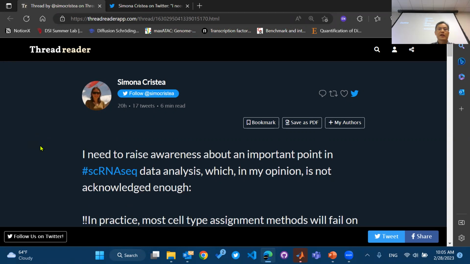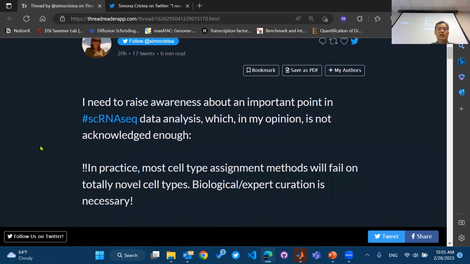I don't know which institute Simona is from, but she complained that most cell type assignment methods will fail for a totally novel cell type. Of course, they will fail, because most of this cell type assignment is based on known marker genes assigned to cell types. If you have a new cell type, you have to define it by yourself, and that's why biologists have to get involved in some of these key rare cell types which nobody has studied.